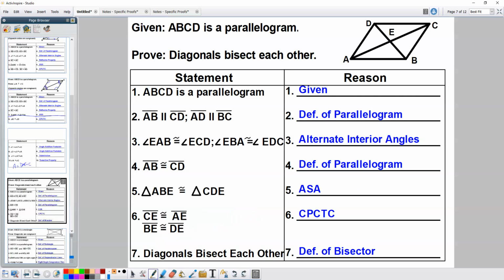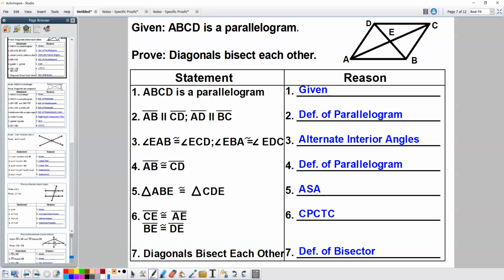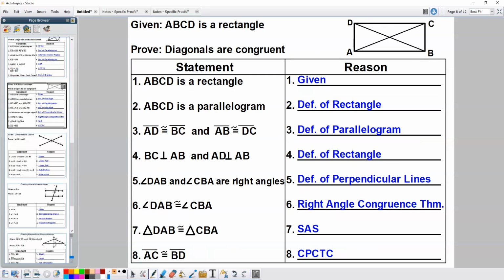We're given that this is a parallelogram. We're trying to prove that the diagonals bisect each other. There is your proof. Used CPCTC. This proof, we're given a rectangle. We're trying to prove that diagonals in a rectangle are congruent. Once again, you have to go through CPCTC.